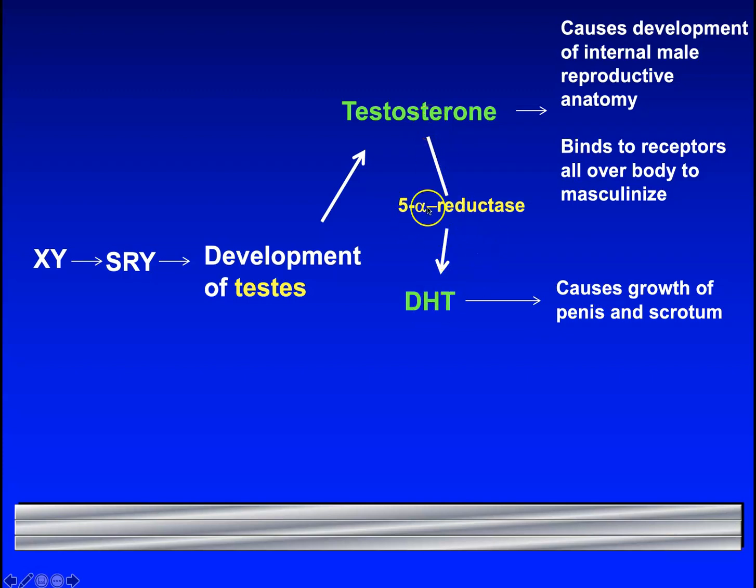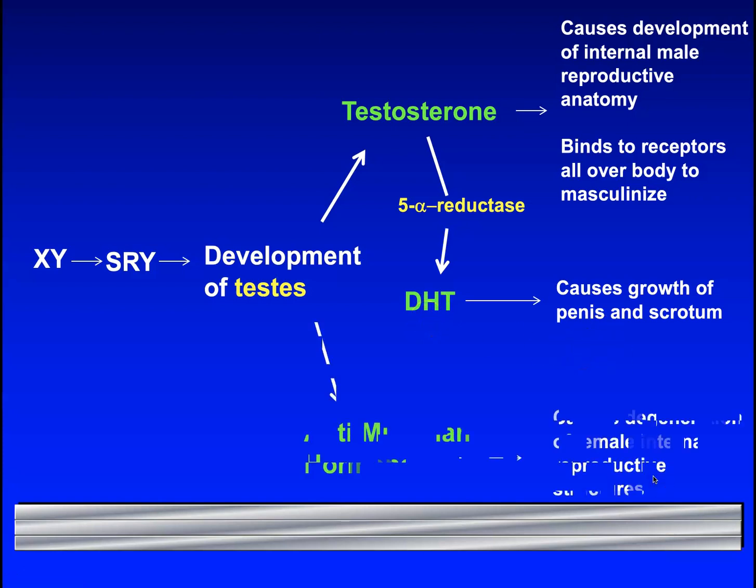So if you are missing this enzyme, which happens in guevedoces, you got testosterone, you got a Y chromosome, your body's been masculinized, you have internal male anatomy, you have testes, you just don't have a penis when you're born. And then when you hit puberty, testosterone makes it grow. What looked like a clitoris grows, and you got a working normal penis. All right, so testosterone, internal reproductive anatomy, dihydrotestosterone, external, penis and scrotum.